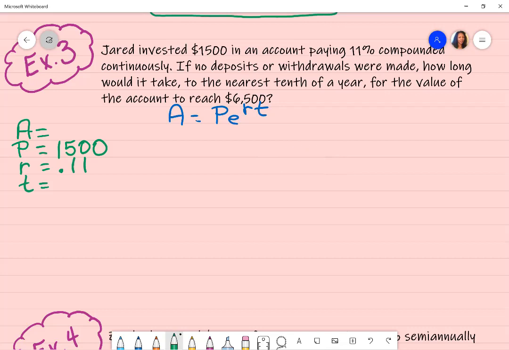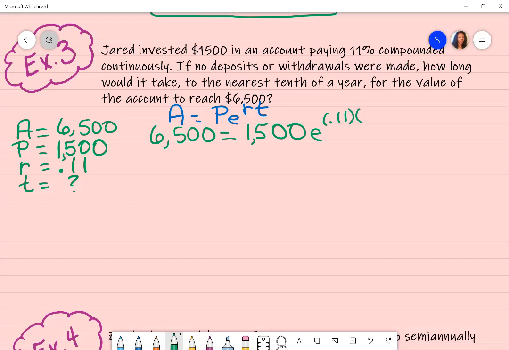Okay, how long will it take? So I already know I'm trying to find T this time, for the value of the account to reach 6,500. So that's where I'm trying to end up. That's my end goal. So 6,500. I go to my formula and I substitute what I know. I know that A is 6,500. I know that P is 1,500 and E is a number in the calculator. R is 0.11. And again, it's very important that you get your decimals correct. Because I'm trying to find T, I don't have to put it in parentheses. So that's E raised to the 0.11 t.